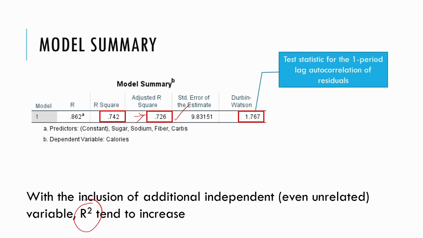So the next point that is new to this model summary compared to the simple linear regression is the Durbin-Watson statistic. So what is that? The statistic will give you the idea about one period lag autocorrelation of the residuals. So what is autocorrelation and what is one period lag? I have discussed these things in my second video in this business forecasting series. So if you want to see that, check out that video, you will get to know.